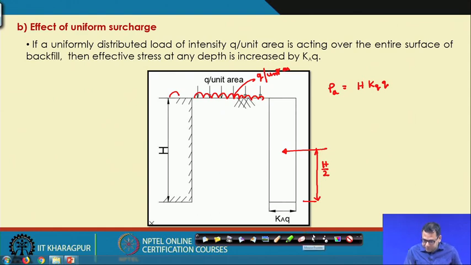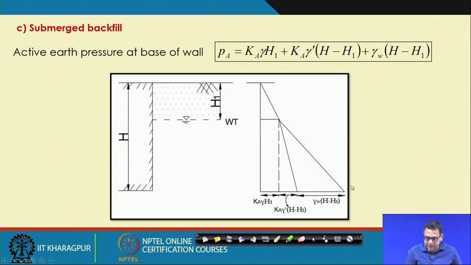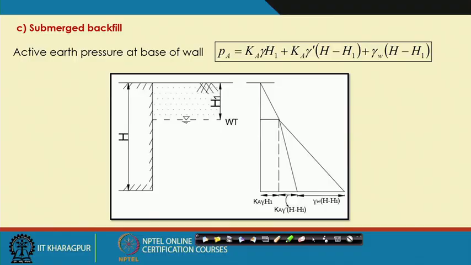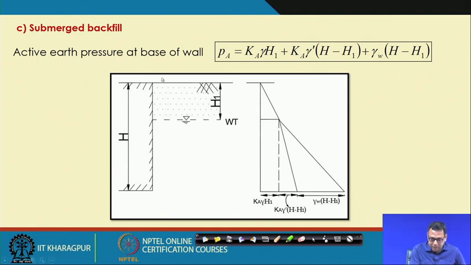Remember, the next case is if there is a water table. All these two cases I have discussed without considering the water table effect. Now, if there is a water table, what will be the changes? For the first case, suppose we have a water table at a height of h 1 from the ground level.